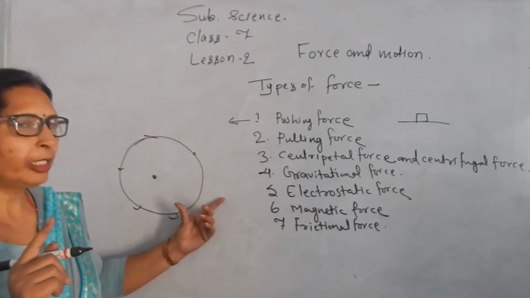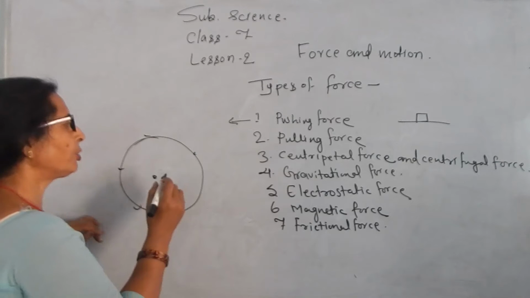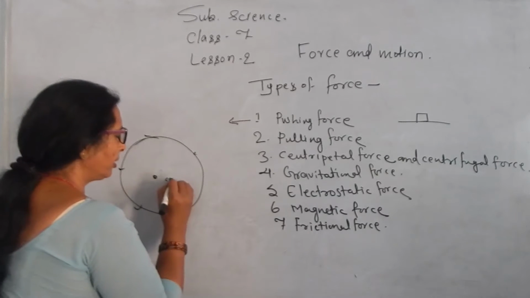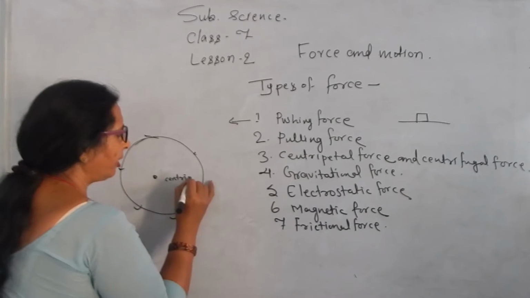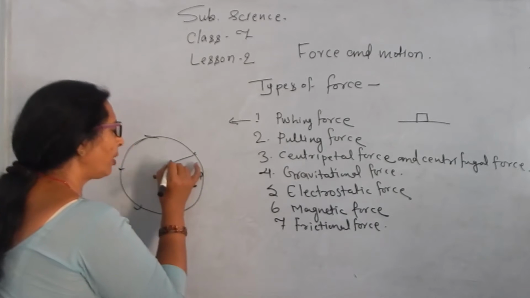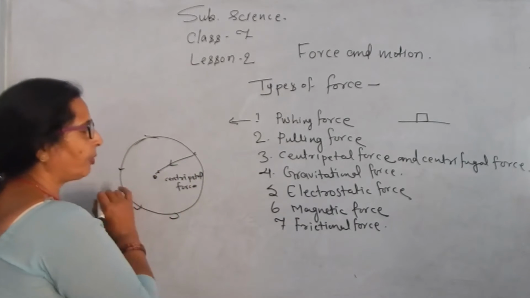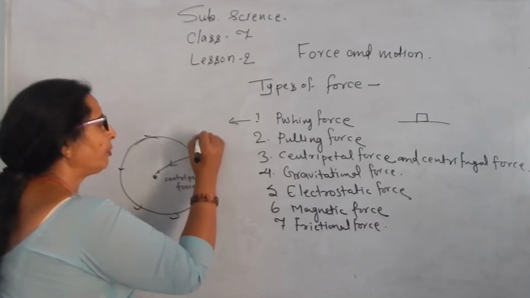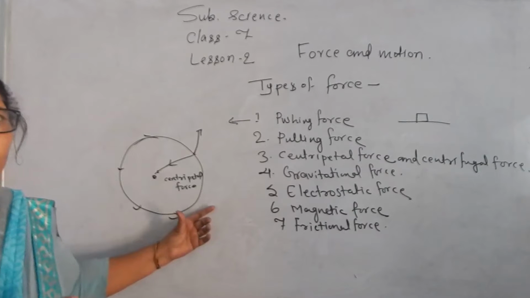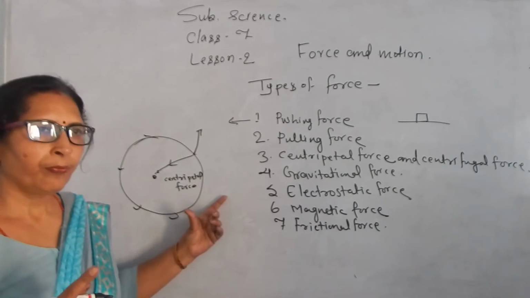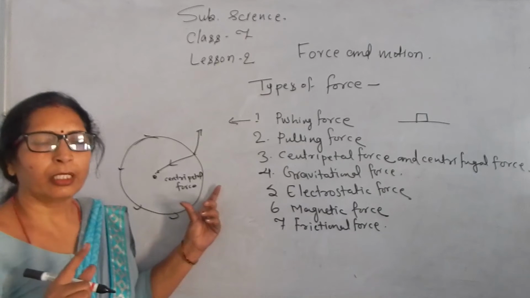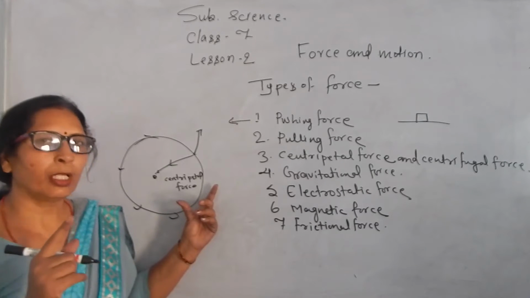Centripetal force acts towards the center. In this way it works. And centrifugal force acts away from the center. Okay. Due to this reason, when both forces are balanced, then the body moves in the circular path.